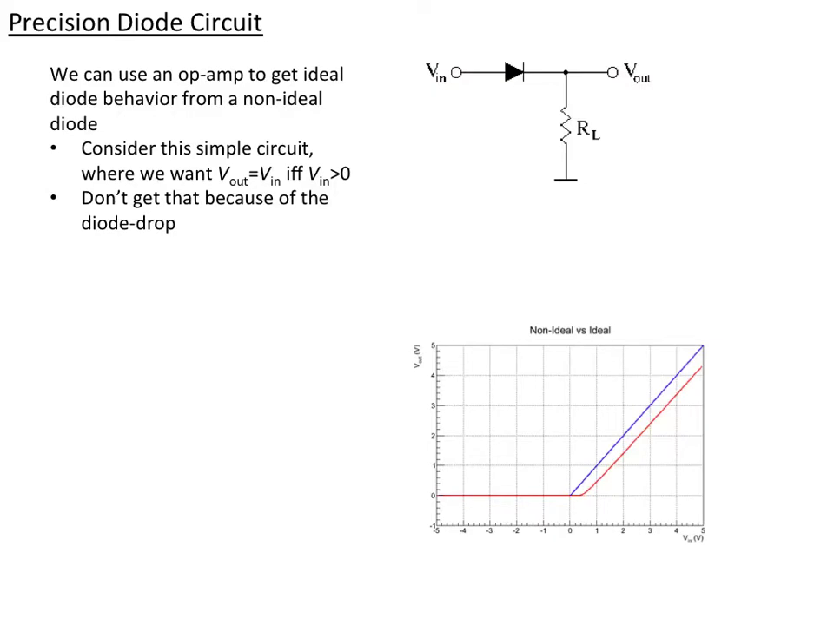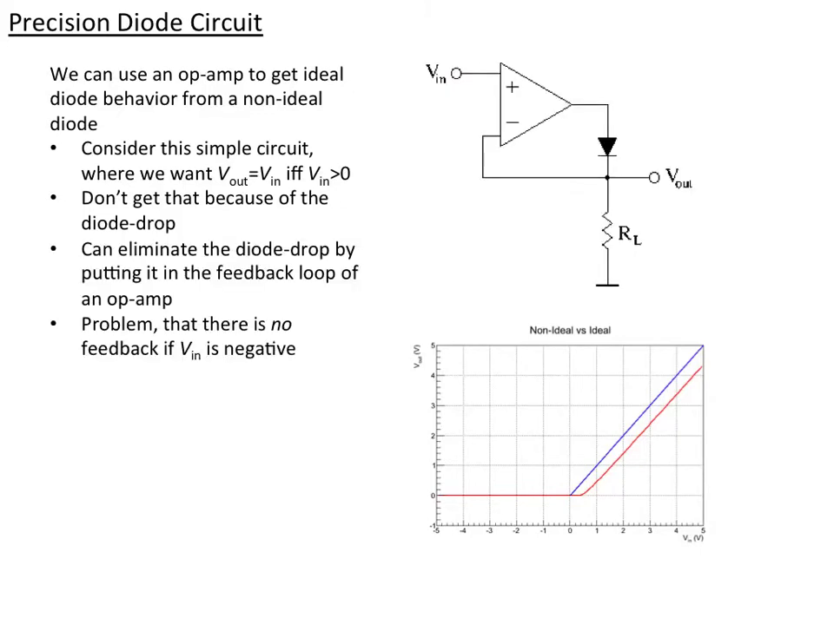This is what the actual behavior is. We have this red line as the actual behavior, but what we want is the blue line here, right? So if V in is positive, V out is the same as V in, but we have a slight diode drop. So how do we fix that?